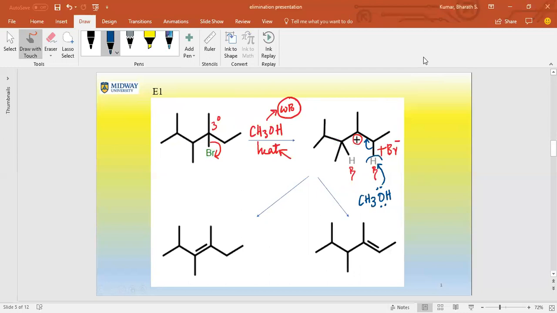If this hydrogen were to be abstracted by CH3O, if this lone pair abstracts this hydrogen, which is also beta, then this bond comes over here, neutralizes the positive charge, then you have a double bond here.